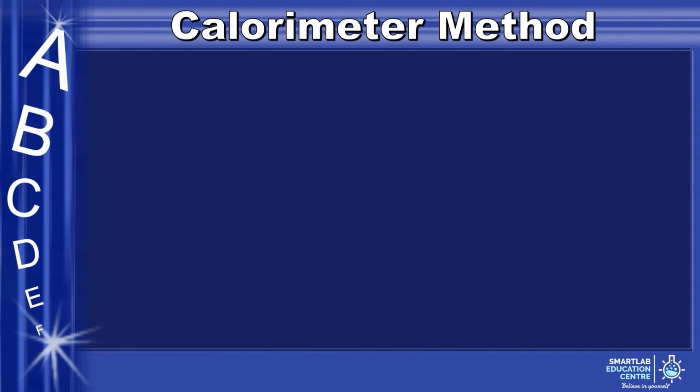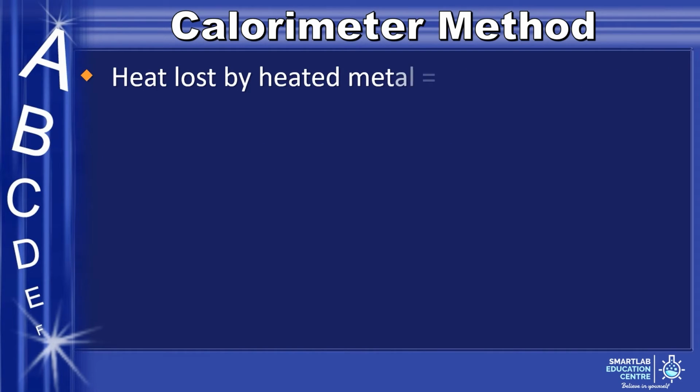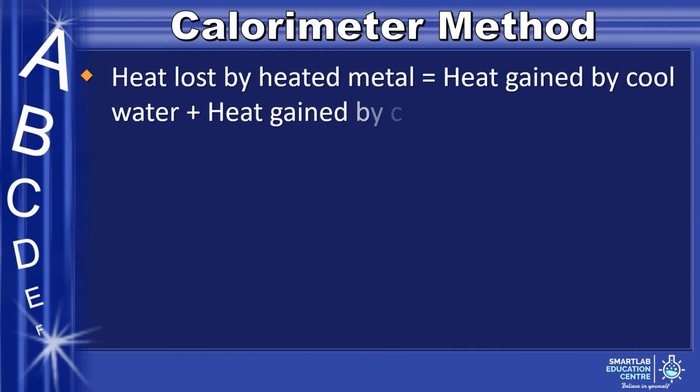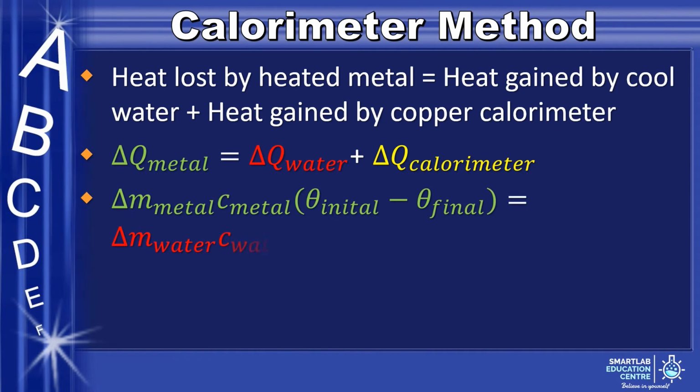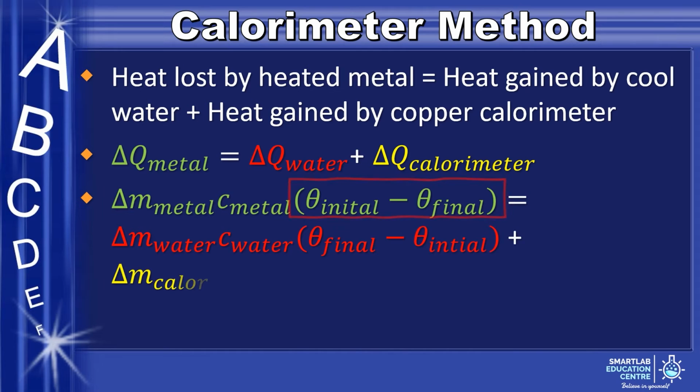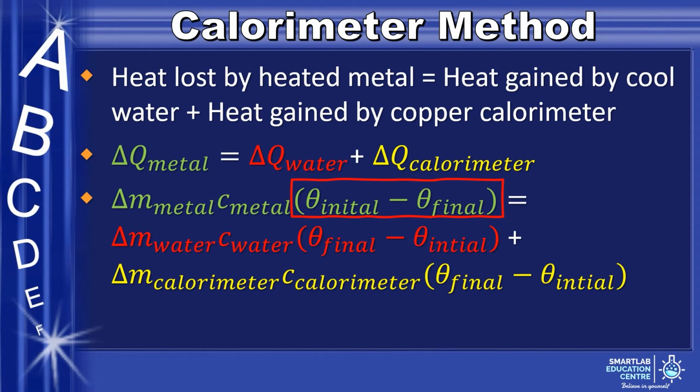In the calorimeter, the heat lost by the heated metal is transferred to the cool water and the copper calorimeter. This can be shown in the equation below. This can be further broken down into this equation. Take note that since the initial temperature of the metal is higher than the final temperature, we use initial minus final and not final minus initial.